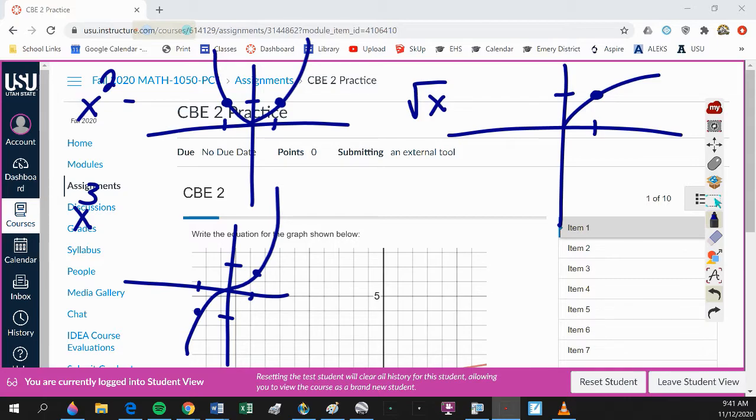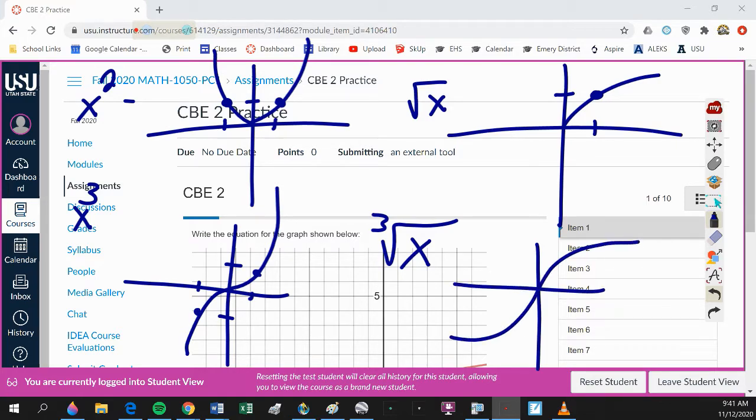What other one are you going to see? You might see the third root of x. And the third root of x is just a sideways x cubed. So it looks like this. And the 1, 1 pattern still applies. So if it's over 1, up 1, or over 1, down 1, then the coefficient is always 1. If it's not 1, then you'll have to put a number in front. And I'm not sure if they're going to do that to you. Hopefully they won't.